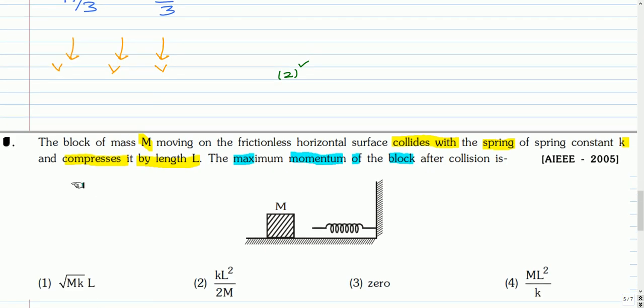This is the next question. A block of mass m moving on a frictionless horizontal surface collides with a spring of spring constant k and compresses it by length L. The maximum momentum of the block after collision is. You can pause the video and attempt this question.